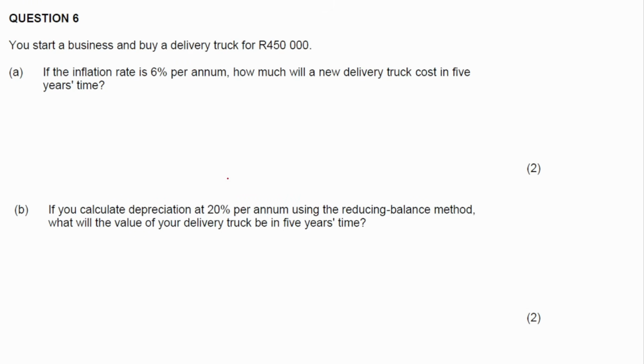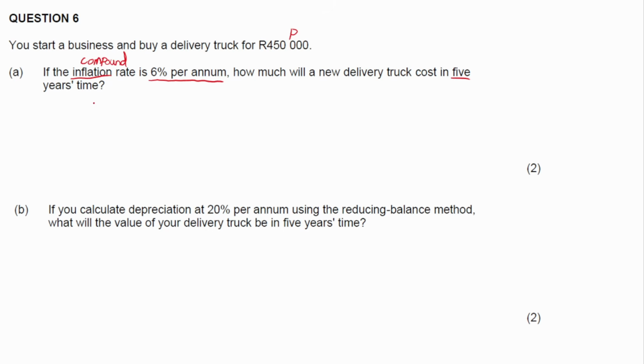Cool. Now we start off with some finance. We start a business and we buy a delivery truck for 450,000 Rand. So this is the principal amount. If the inflation rate is 6% per annum, how much will a new delivery truck cost in 5 years' time? Whenever you see inflation, we're working with compound interest.